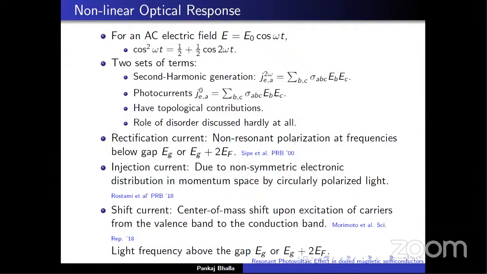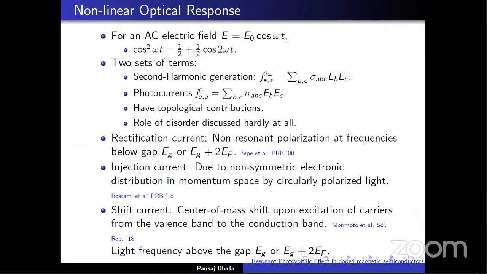I have two bands. The valence band is half filled, so I'm a metal. All my low energy stuff is happening around the Fermi energy of the valence band. So now you are talking about frequencies below the gap, EG or EG plus 2EF. Yes, so that will not allow any transitions. Why is that the scale? I'm trying to figure out how you are classifying things.